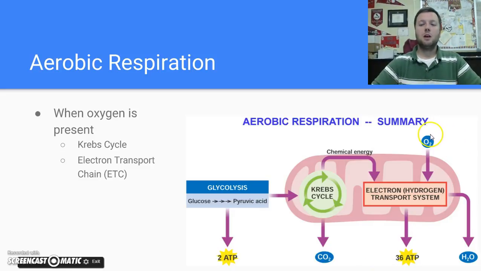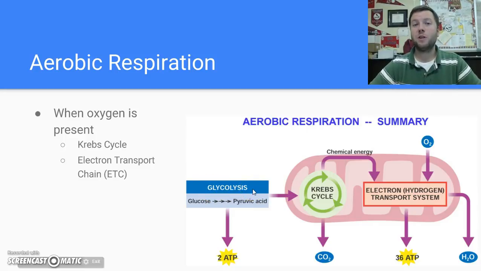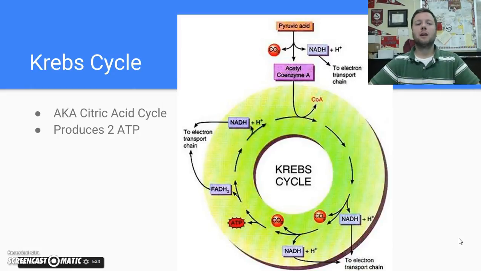You'll notice that this requires oxygen and glucose, like we've talked about before. Those are the reactants for cell respiration, and it produces carbon dioxide and water, which we'll talk about in more detail as we go on. So the Krebs cycle is up first.